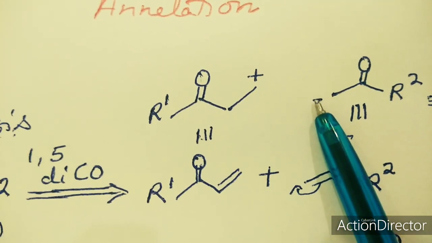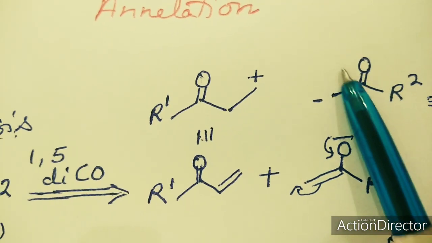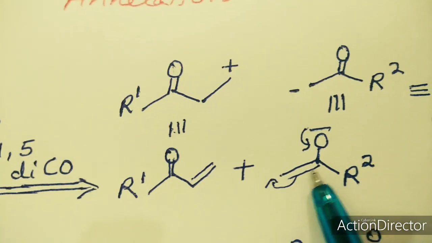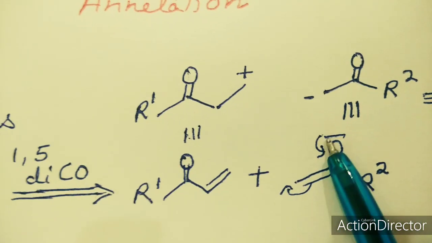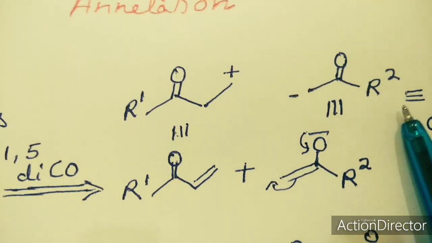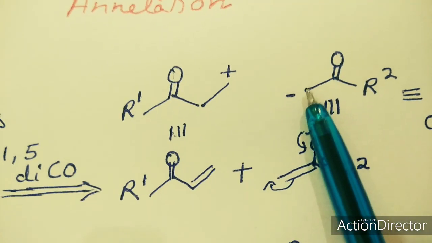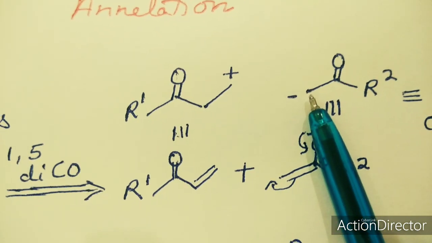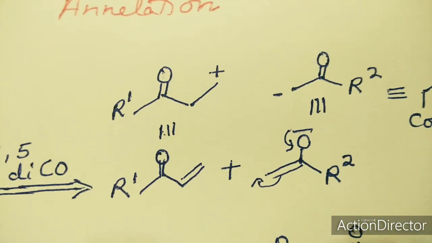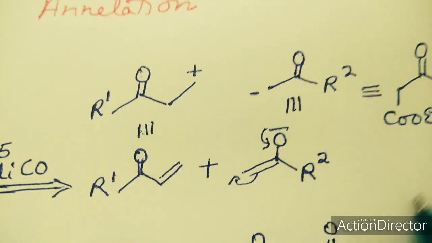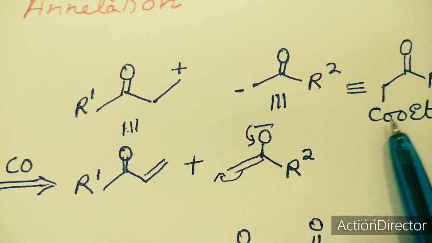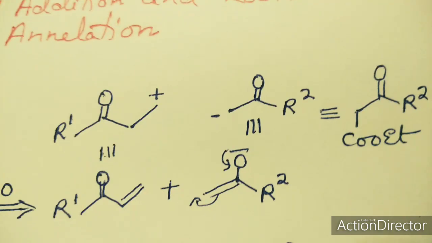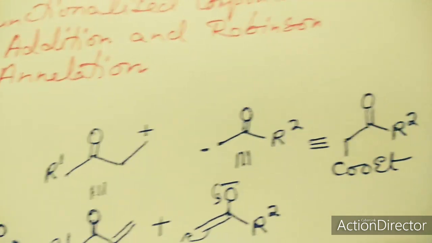This negative charge moves here as the pi electrons move onto oxygen. So this is an enolate. And how can this enolate be generated successfully? If there is an electron withdrawing group present over here, such as an ester, a cyano group, any group which can pull electrons. So generally this is used. So this is the synthetic equivalent for the other fragment.